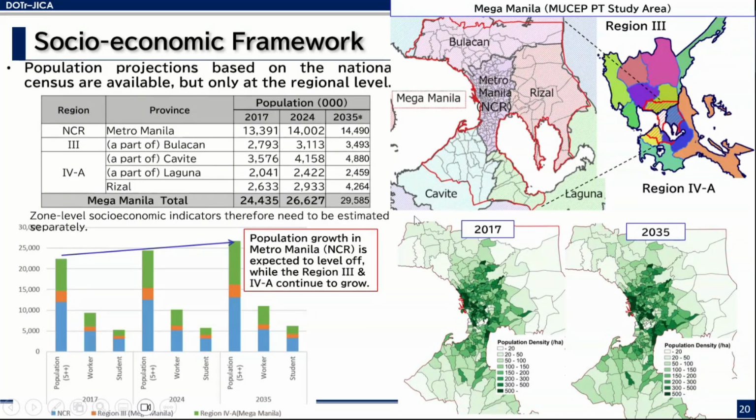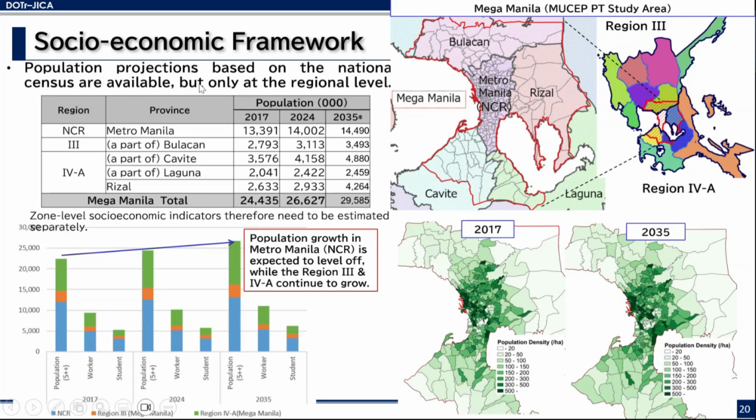Also, I'm not sure the barangay level population is available from the website. I need to talk with the NSO persons also. But anyway, the populations in 2017 and 2024, and as a future 2035 populations shall be estimated.